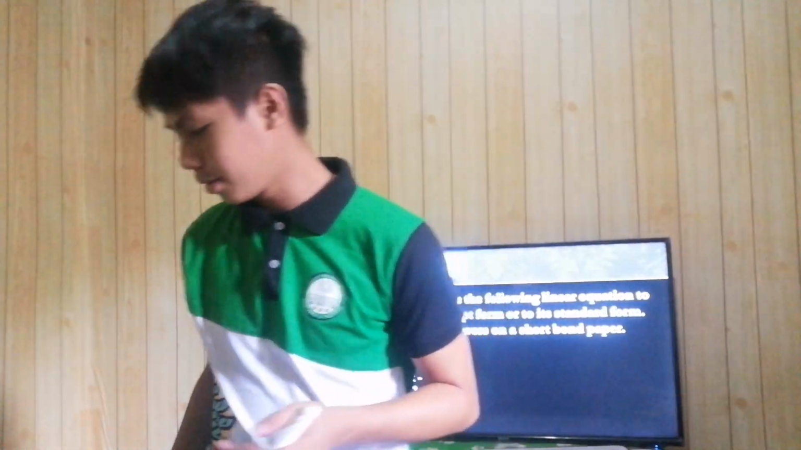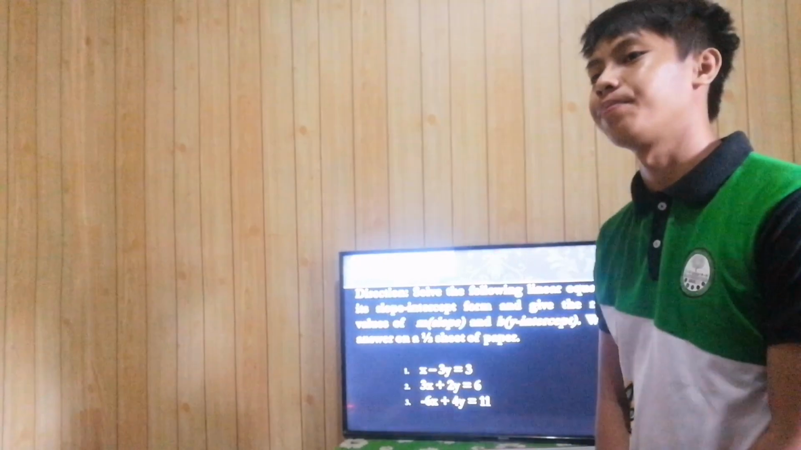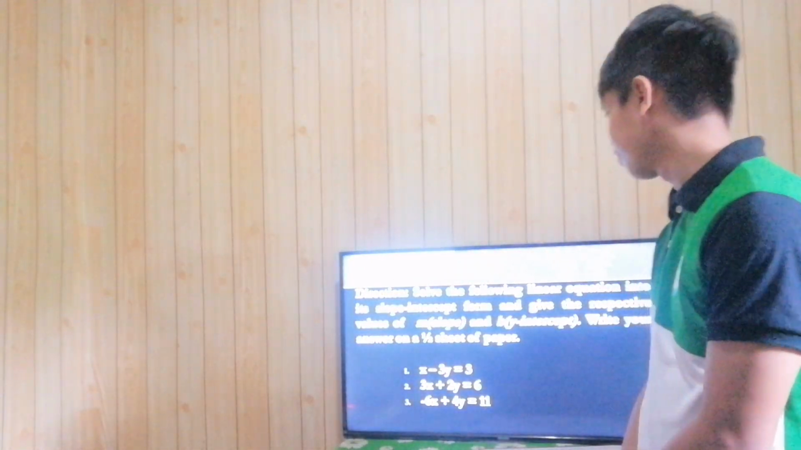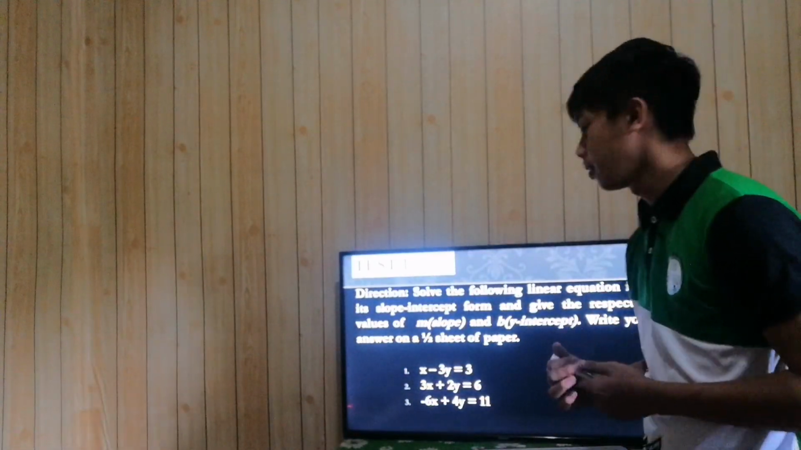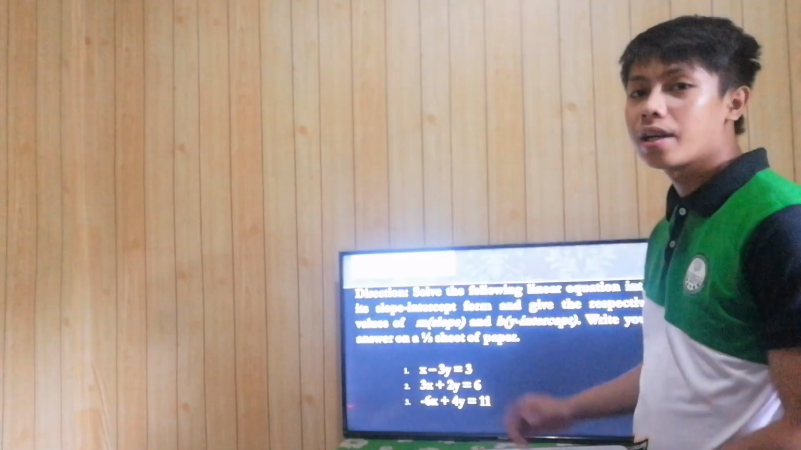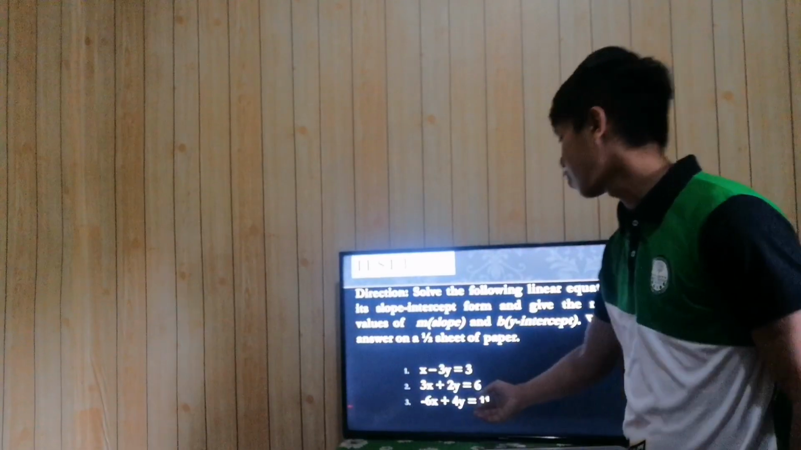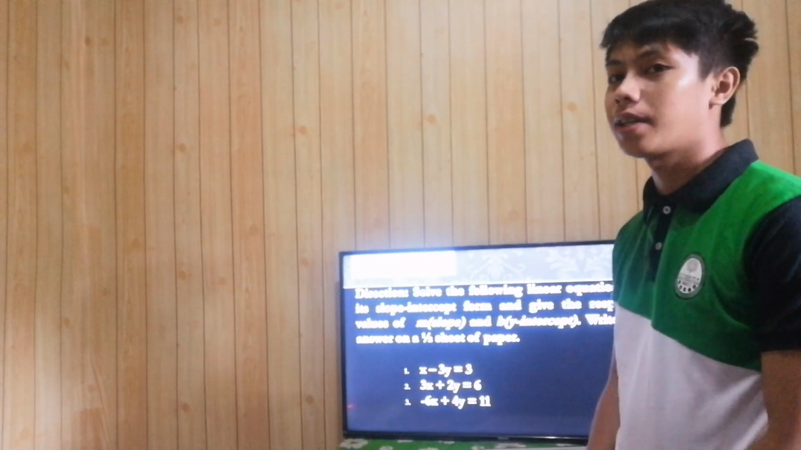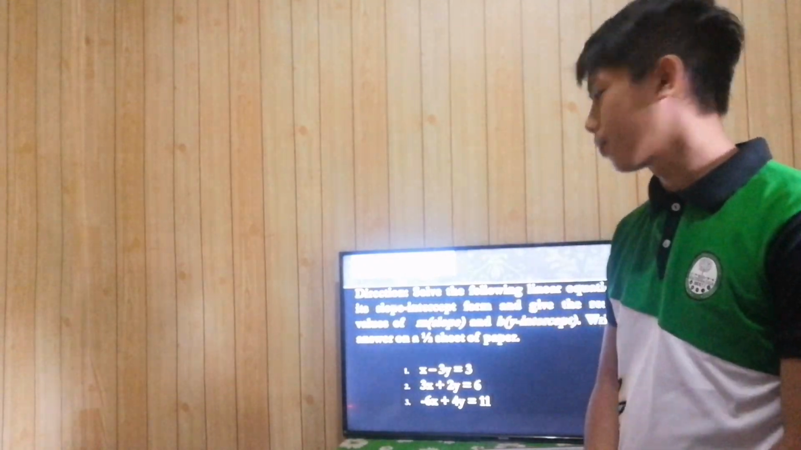So, let's have our quiz for this topic. Okay, now, kindly read the directions. Okay, very good. So, dito sa quiz natin, nakikita nyo ang instruction natin, no? Solve the following linear equations into its slope-intercept form. So, ibig sabihin ito, kita-kita nyo sa given natin, naka-standard form lahat. So, hahanapin na lang natin yung slope-intercept form niya.